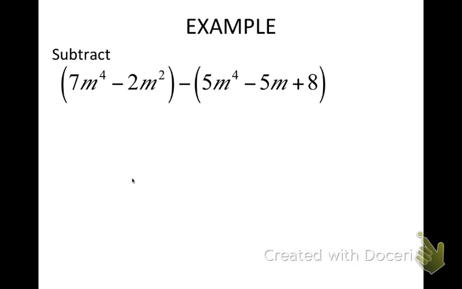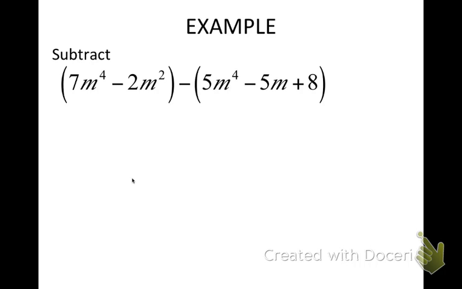All right, let's write it out. I'm just going to use the words so you get used to hearing them. We've got a quartic binomial, and we're subtracting from it a quartic trinomial. So 7m to the fourth minus 2m squared minus 5m to the fourth minus 5m plus 8.